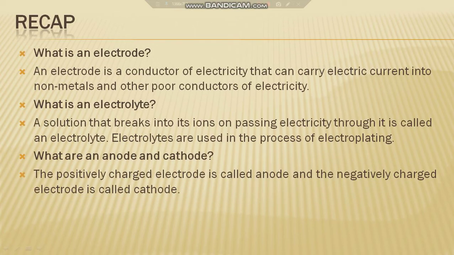Before entering into this session, let us have a small recap of what is an electrode. An electrode is a conductor of electricity that can carry electric current into non-metals and other poor conductors of electricity. And what is an electrolyte? A solution that breaks into ions on passing electricity through it is called an electrolyte. Electrolytes are used in the process of electroplating. And what are anodes and cathodes? The positively charged electrode is called the anode and the negatively charged electrode is called the cathode.